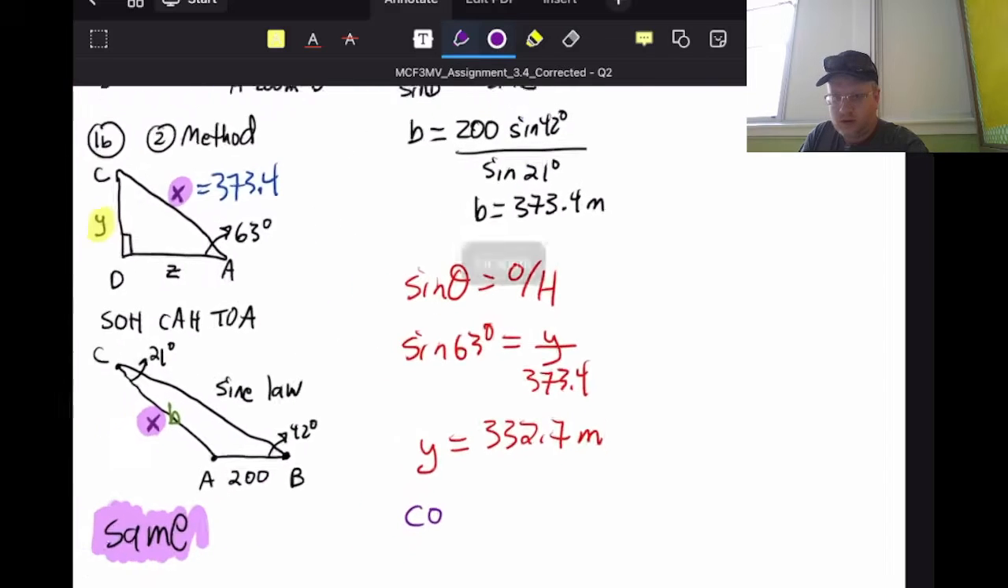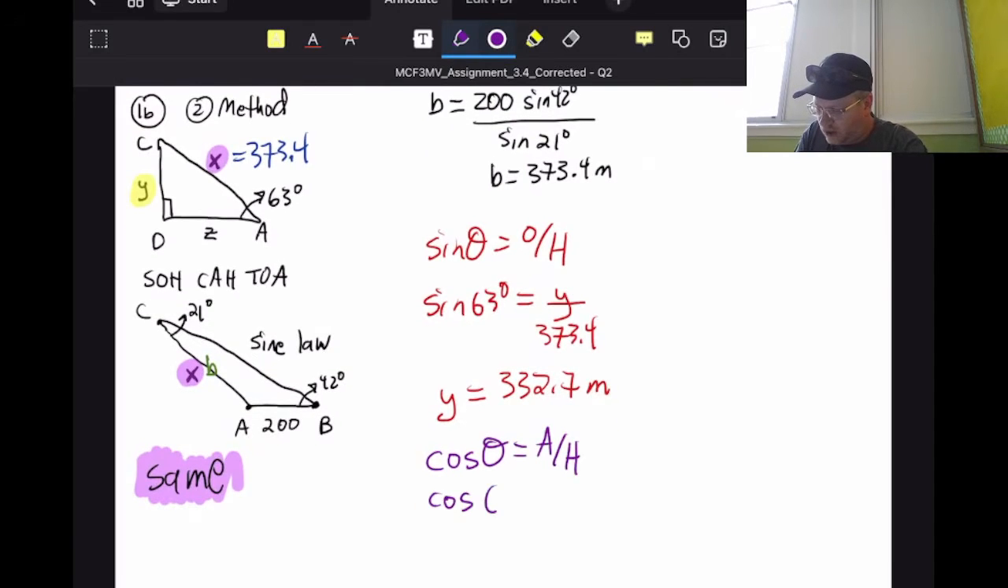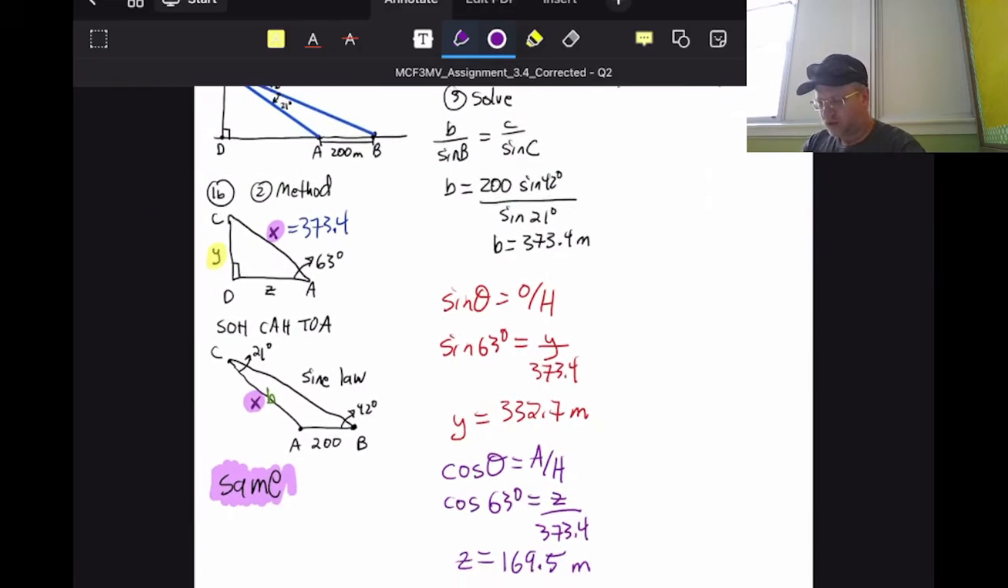So cosine theta equals A over H. Cosine 63 degrees. Adjacent was our distance that we're trying to find. So Z, remember that's the distance from the base of the building to the first car, over the length of my hypotenuse, which is 373.4. So the value for Z is going to be 373.4 times cosine 63, which gives us 169.5 meters. So now we're almost done.